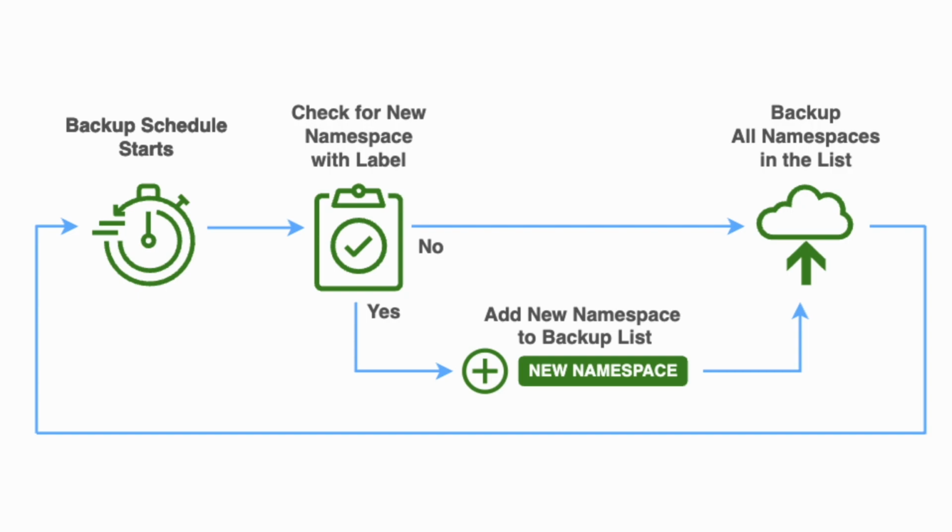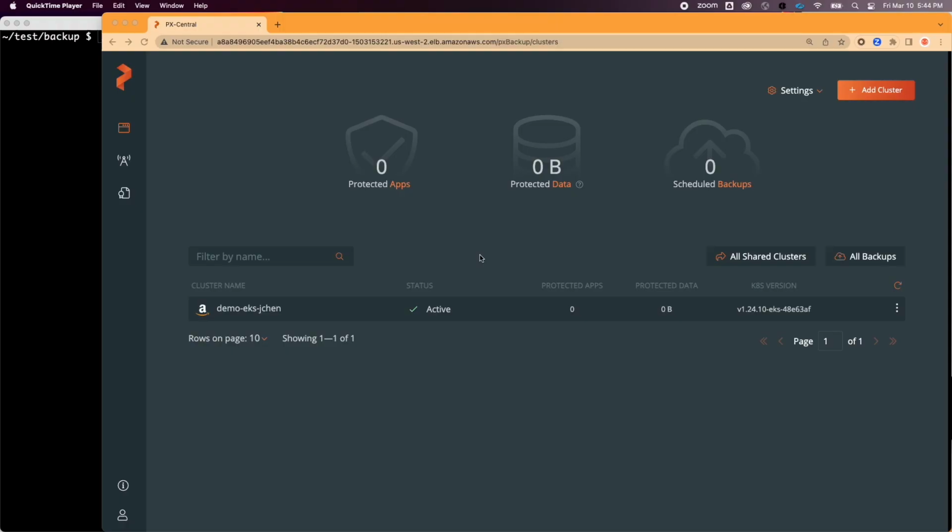So this is how it works. When a scheduled backup starts, let's say a daily backup, Portworx Backup will scan all the namespaces in the cluster. If it finds new namespaces with the specified label, it will add them to the backup list. Finally, it will start all the backup jobs within the backup list. Okay, let's jump into the demo.